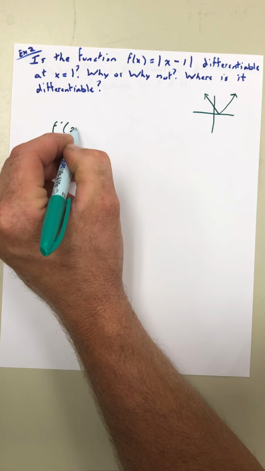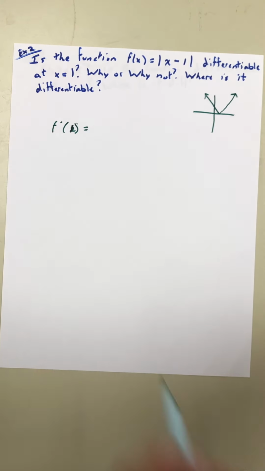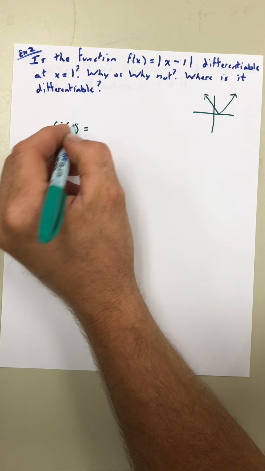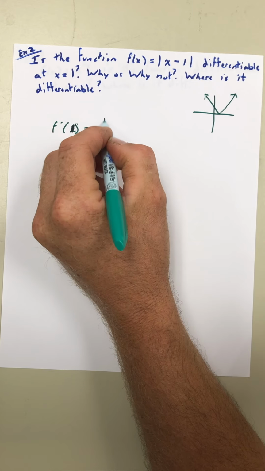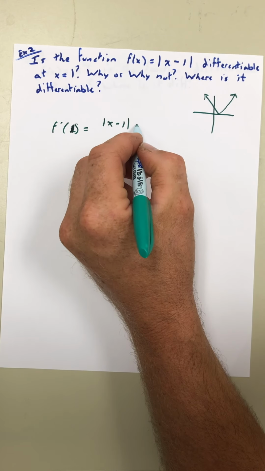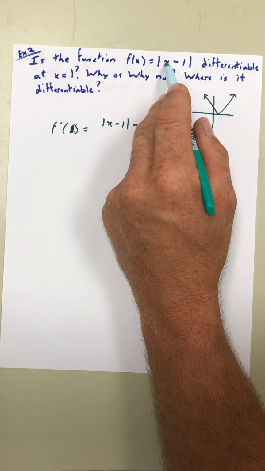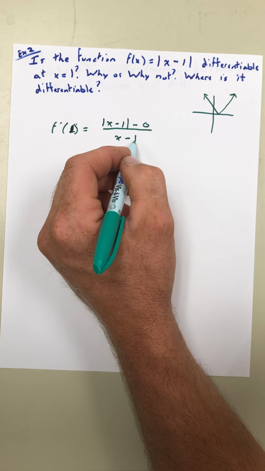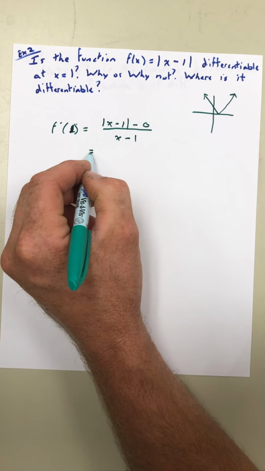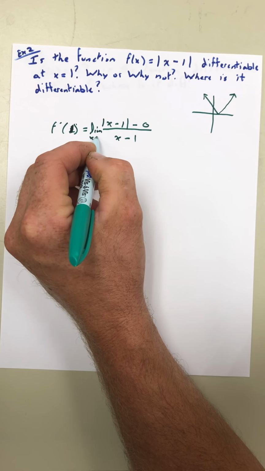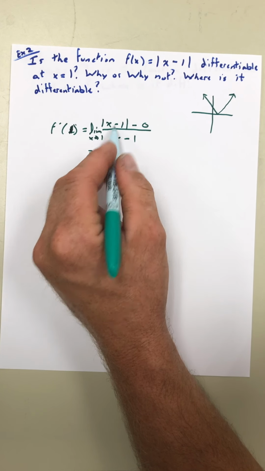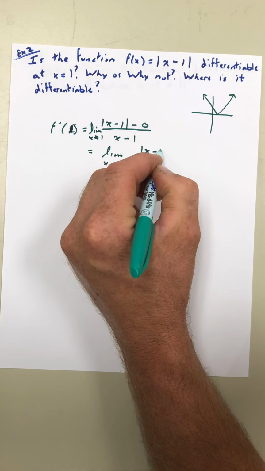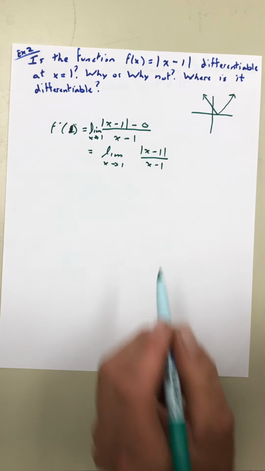If we recall the definition of derivative and the alternative form that we talked about yesterday, f prime of 1. If I were to find f prime of 1, that would be the absolute value of x minus 1 minus f of 1. Plugging in our 1, we get 0, divided by x minus c, our c value, which is 1. So we're looking at a limit as x approaches 1. So we're looking at the limit as x goes to 1 of the absolute value of x minus 1 over x minus 1.